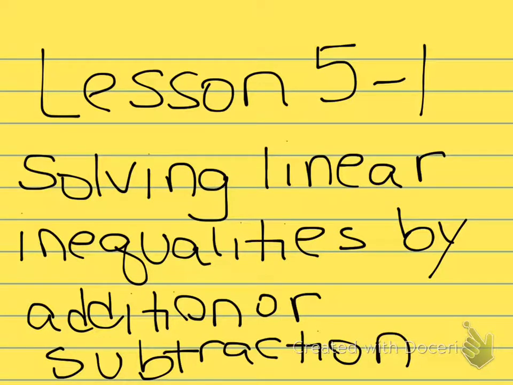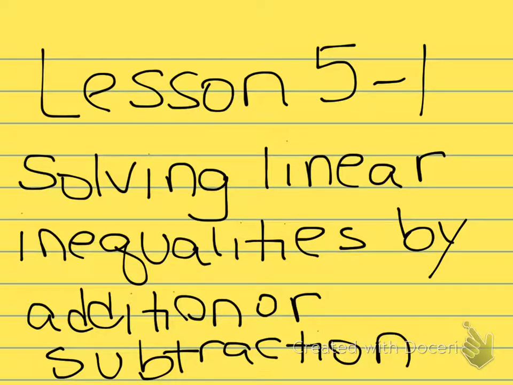Today we're looking at Lesson 5.1, which is solving linear inequalities by addition or subtraction. Today in class we talked about, for some of you, when you're solving linear inequalities, it will be the same process as solving an equation with an equal sign. The only difference is instead of having an equal sign, you're going to have an inequality symbol instead.